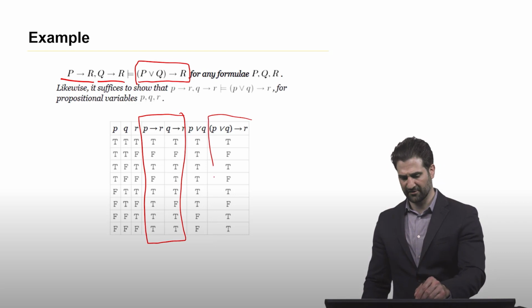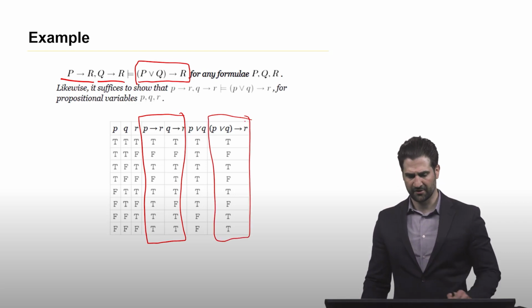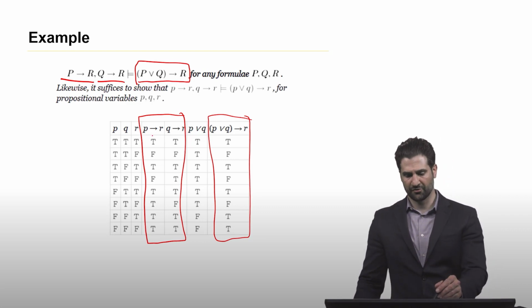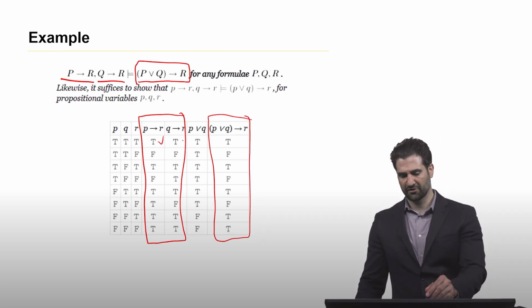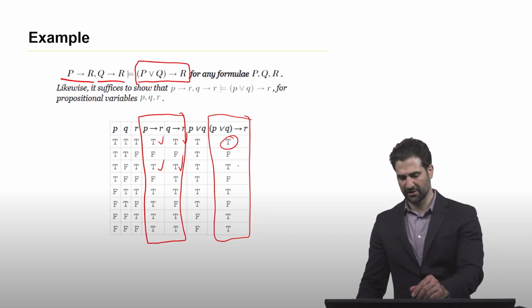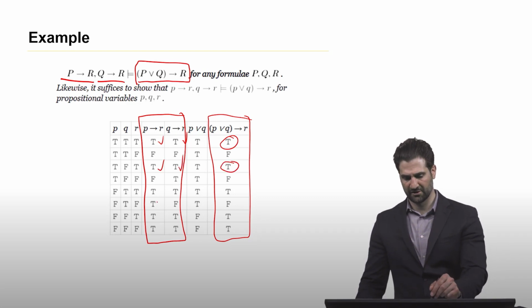But here is the final answer. Okay? So we look at every time when the assumptions are both true. So we have true here, this guy has to be true. True here, that guy has to be true, and it is.